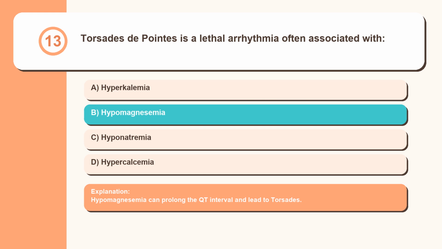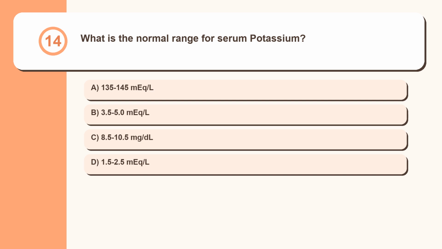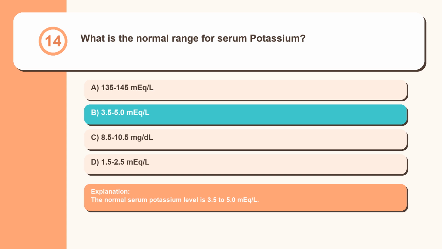Question 14. What is the normal range for serum potassium? 135 to 145 milliequivalent/L, 3.5 to 5.0 milliequivalent/L, 8.5 to 10.5 mg/dL, 1.5 to 2.5 milliequivalent/L. The normal serum potassium level is 3.5 to 5.0 milliequivalent/L.